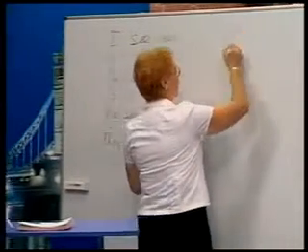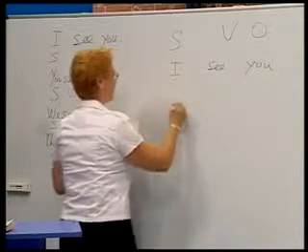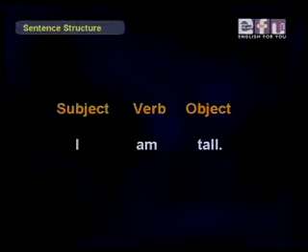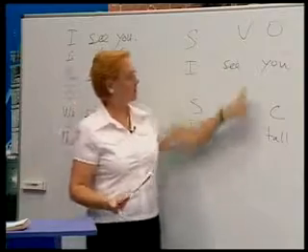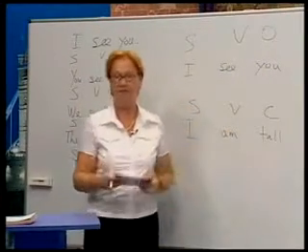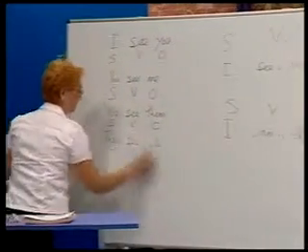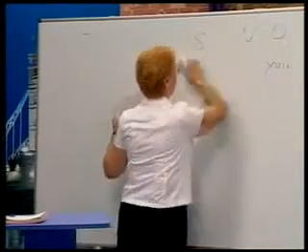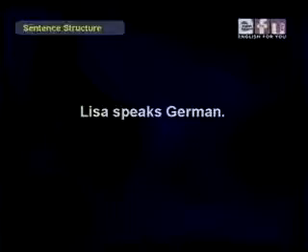So, subject, verb, I see you. This is the object. Or subject, verb, complement, I am tall. Okay? Subject, verb, object, or complement. Now, let's practice. Let me make some room here. And we'll put some sentences on the board for our assistants to help with. Now, here we go.